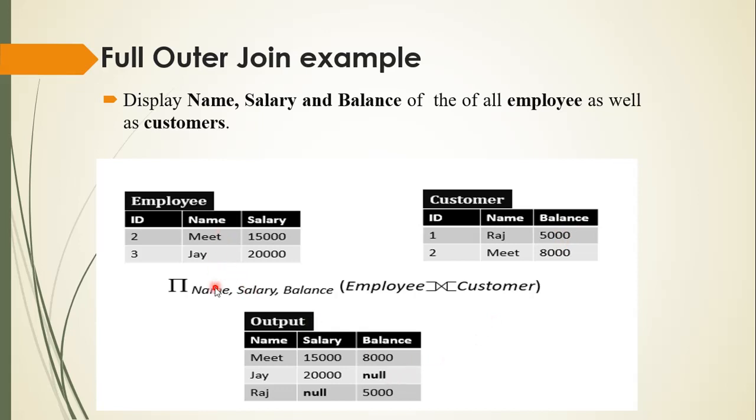Now these two records are completed. Here we completed with Meet. Now Raj is remaining. So Raj balance is 5,000. For Raj we have no salary in the employee table, so for this we have null over here. So this is the concept of full outer join.